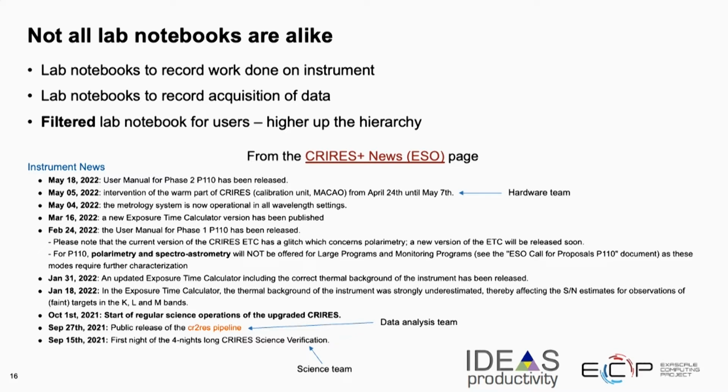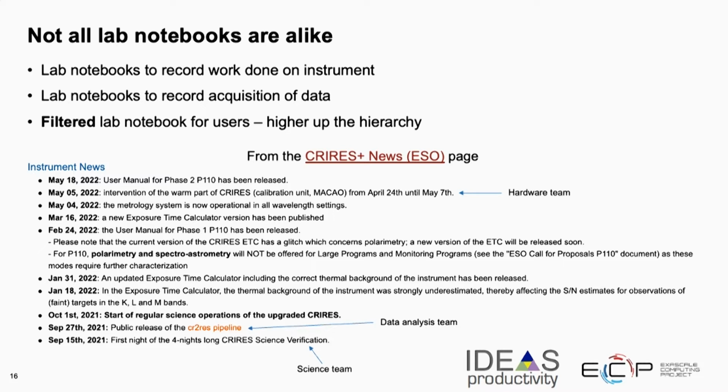And this is an example I found. I went back to the observatory where I worked, to their web page, looked up an instrument named Criris that I used to work on, now known as Criris Plus, and I find that they have this lovely lab notebook, which I will call a filtered lab notebook for users. This exists a little bit higher up on that documentation hierarchy. The idea that there are multiple teams that work on this instrument to help it produce scientific data for the community.